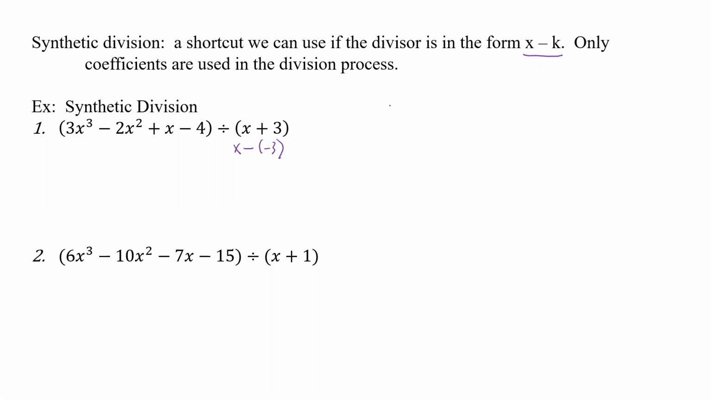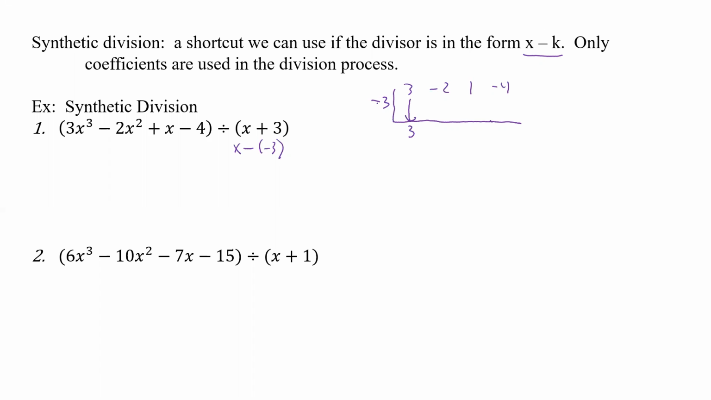And what we do is we're going to put our k out here, so a negative 3. Then we do this inverted division sign. And then we just write our coefficients here. So we have a 3, negative 2, 1, and negative 4. Okay. Now what do we do? Well, we bring down our first term, and that's going to be a 3.